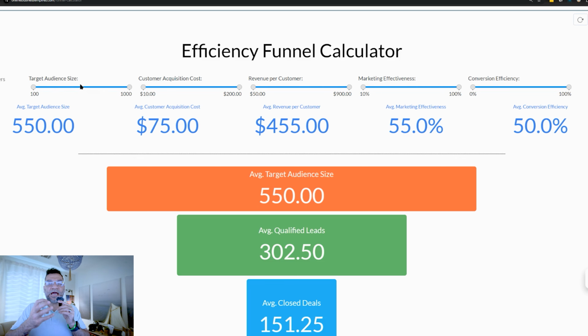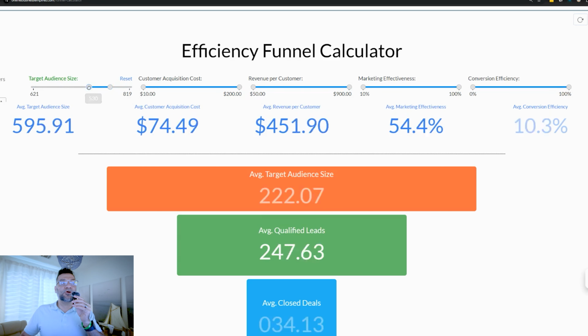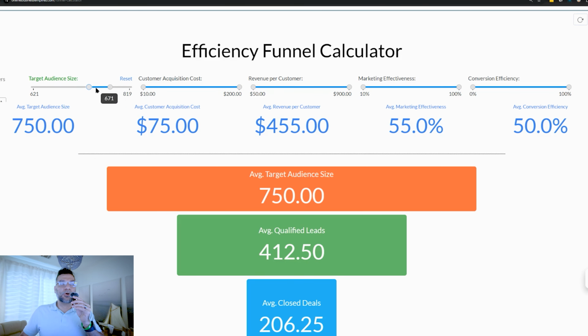The target audience is a round number that we want to put in. Within this calculator, within this slider, we can slide and get an average number within those 2 points. So from 621 to 819, we have an average of 750 in our target audience. So that's our average target audience.